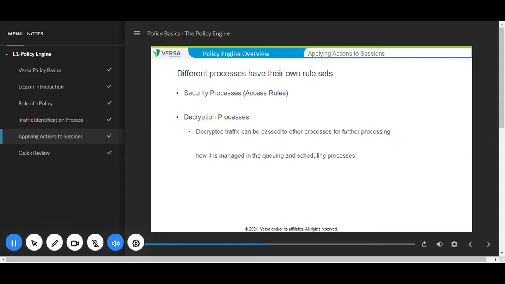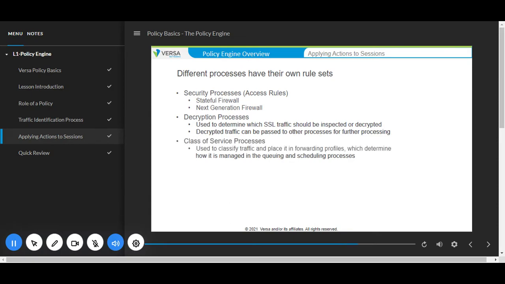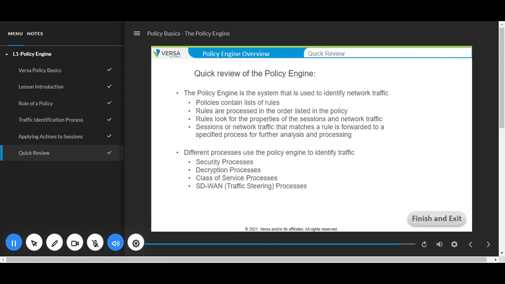Some examples of processes that can use the policy engine are security processes. The security process is used to create access rules to allow or deny sessions. Decryption processes. The decryption process uses rules to determine what traffic should be sent to the SSL decryption engine. Class of service processes. The class of service process uses rules to determine what traffic should be assigned to a forwarding profile. SD-WAN policy. The SD-WAN policy process uses rules to identify traffic that should be assigned specific forwarding paths and treatment. The SD-WAN traffic steering processes.